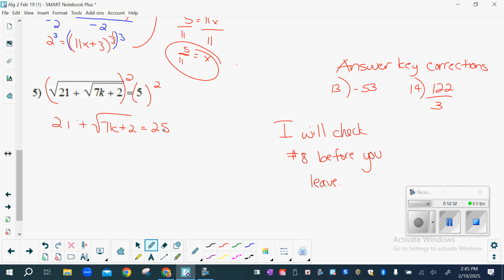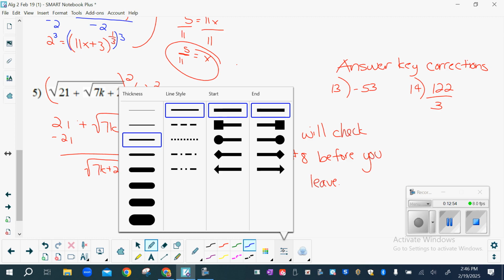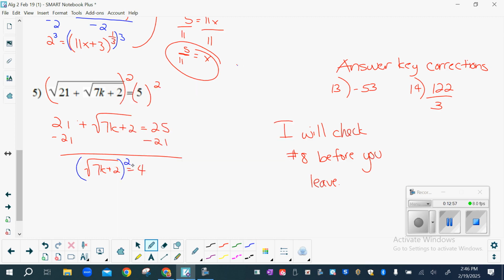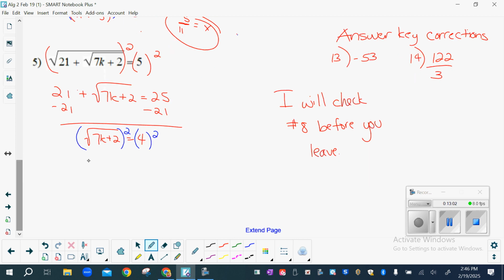Okay, so what's our next step in solving this? Subtract 21. And then what next? A hand, please. What next? Square it. That's right, to undo the square root. So that would be 16. And then subtract 2.